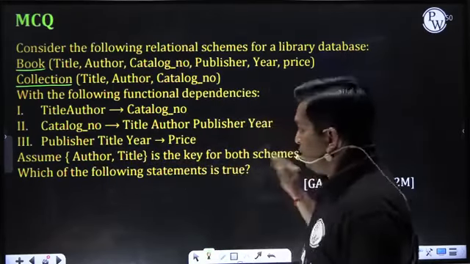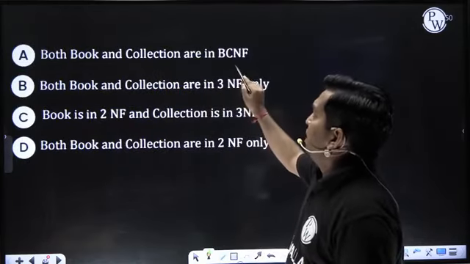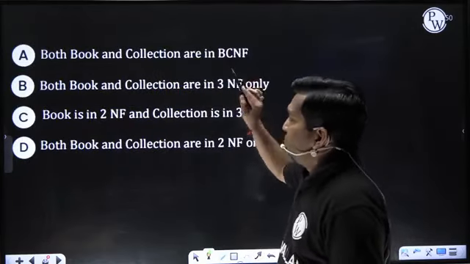Which of the following statements is true? Option A: both book and collection are in BCNF. Option B: both book and collection are in 3NF only. Option C: book is in 2NF, collection is in 3NF. Option D: both book and collection are in 2NF only. So we will discuss here.